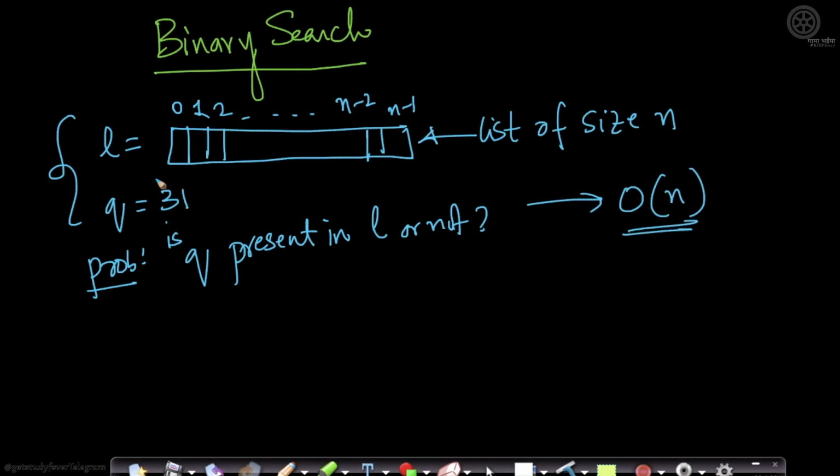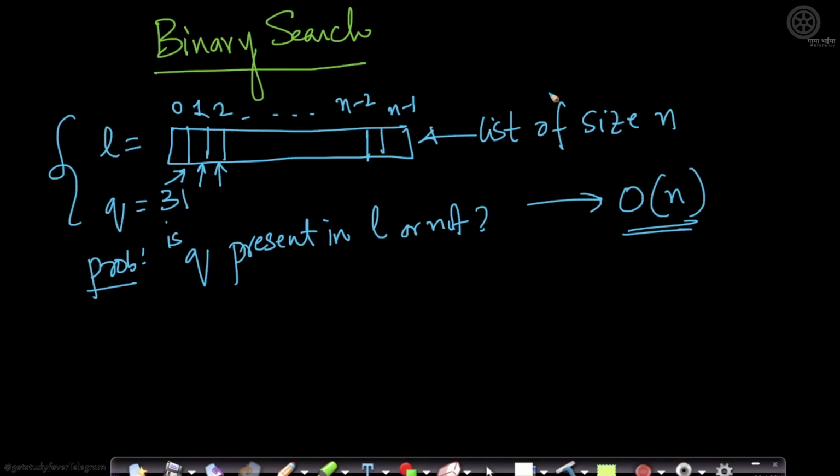And what did we do there? We just checked each of these elements. We just checked whether the 0th element equals Q or the first element equals Q, so on and so forth. So roughly we did about n comparisons, and it took us about order of n time.